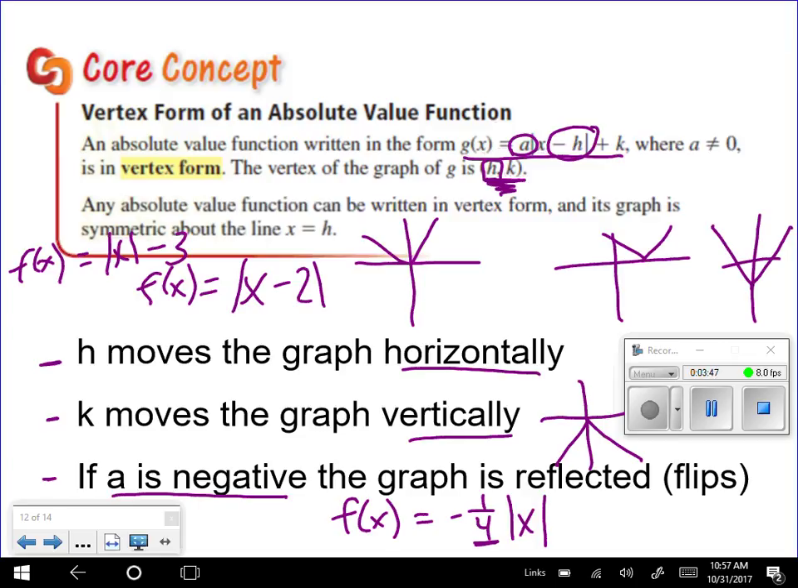So this kind of gives us an idea, since we know that our vertex is going to be at (h, k), and we know that A is going to tell us if it's heading up or heading down, we can work on our graph from there.